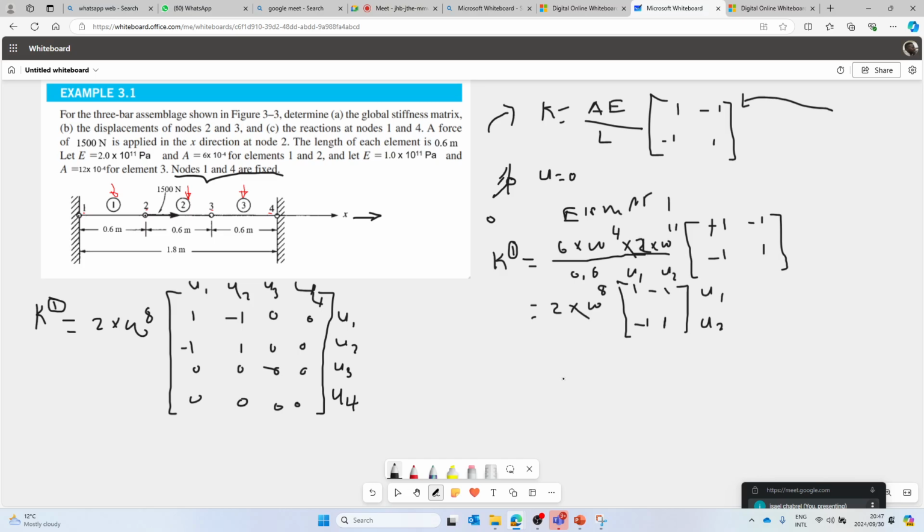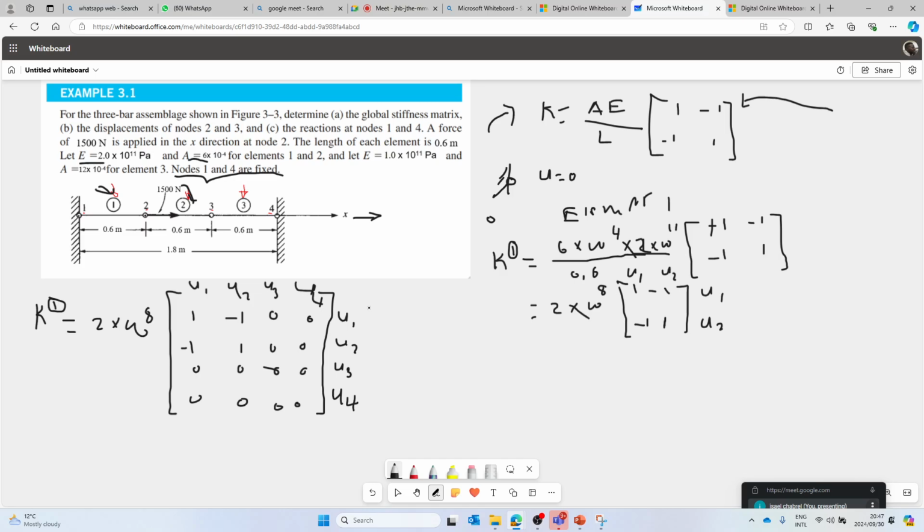Remember, K1 and K2 have the same area. That's what they say. The length of each element is 0.6. E is this. I think I made a mistake. They said E is this and the area is this for element 1 and 2. So the E here is not supposed to be 1, it's supposed to be 2. But it's not changing much because the answer I copied is right. This is the right way of doing it because they gave you the rigidity for element 1 and for element 2.